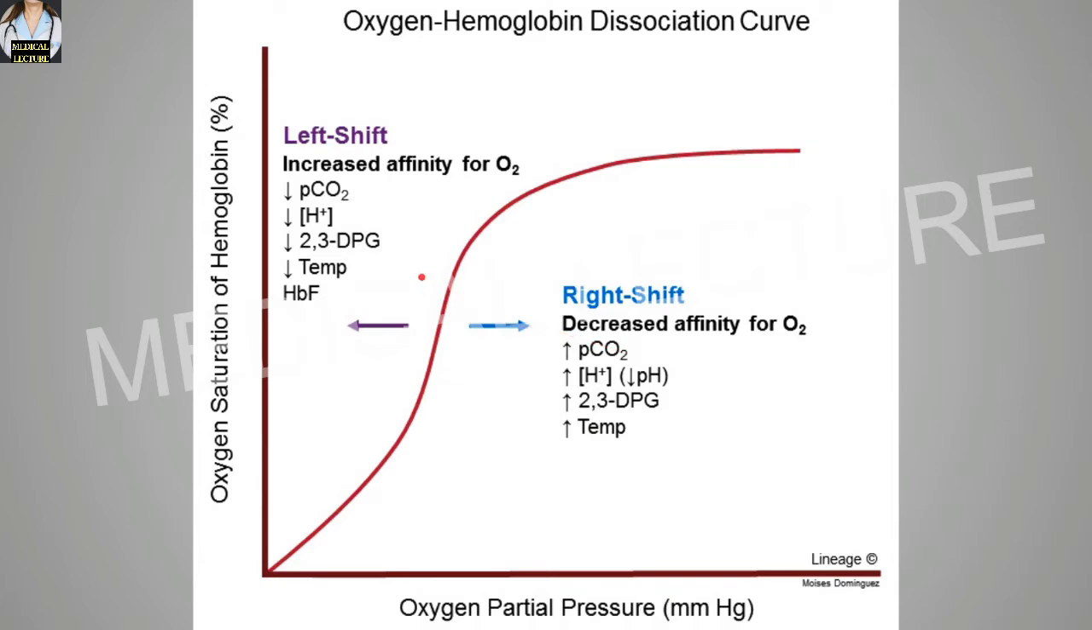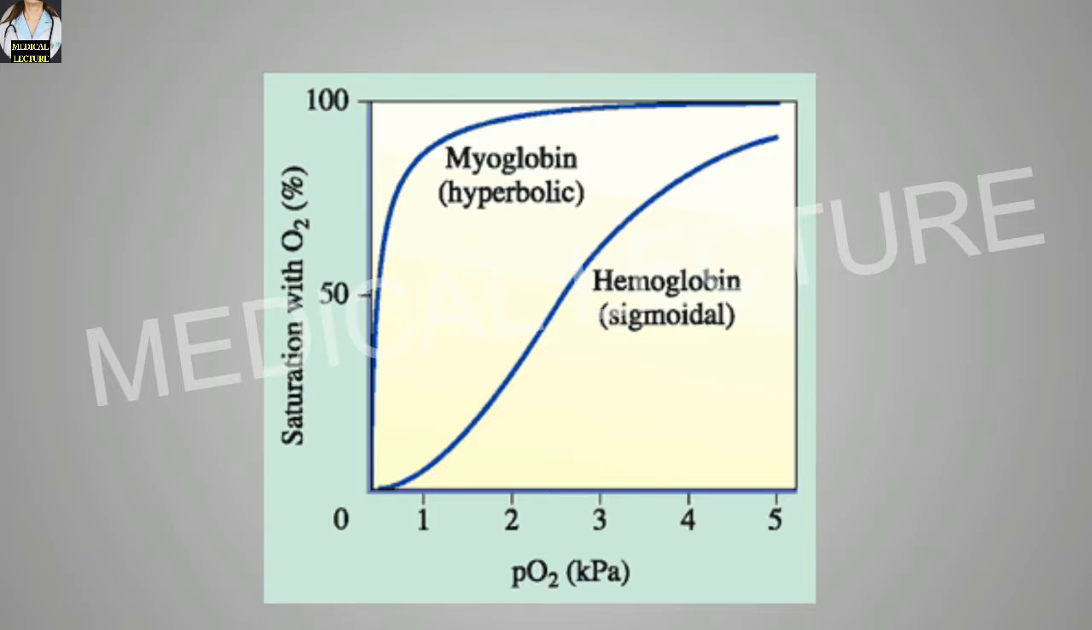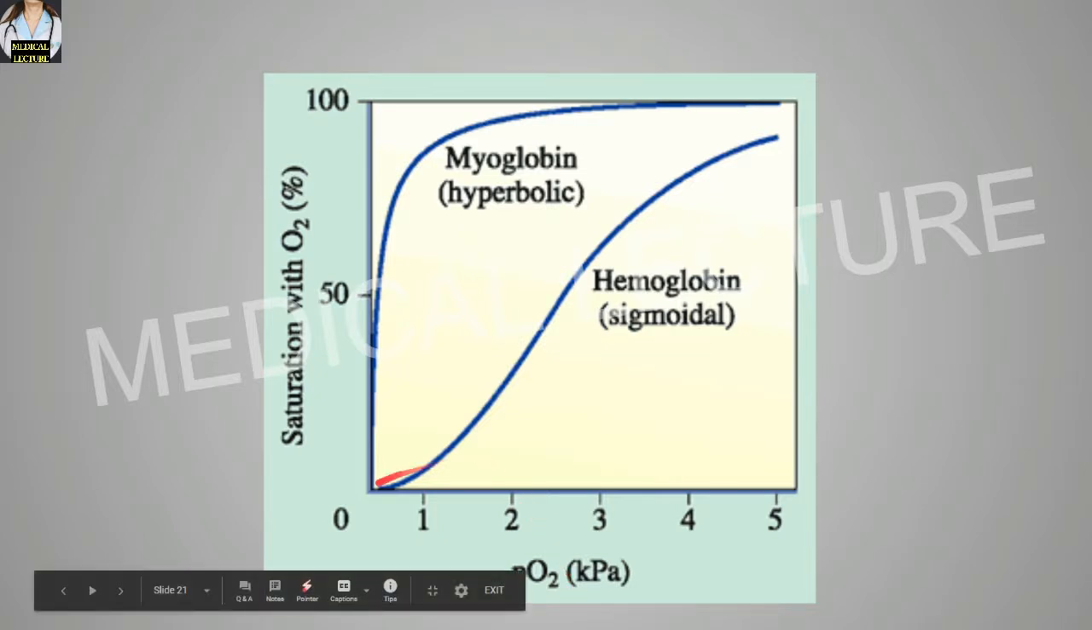While this graph shifts towards the left when there is increase in the affinity for O2. This occurs when there is decrease in the partial pressure of CO2, increase in the pH, decrease in the 2,3 diphosphoglycerate, decrease in the temperature, and this also occurs in the fetal hemoglobin.